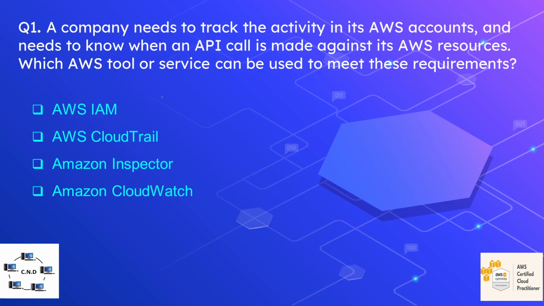So question number one is that a company needs to track the activity in its AWS accounts and needs to know when an API call is made against the AWS resources. Which AWS tool or service can be used to meet these requirements? And the options are option A, AWS IAM, Identity and Access Management, option B, AWS CloudTrail, option C, Amazon Inspector, and option D, Amazon CloudWatch. And the right answer and the correct option is AWS CloudTrail.